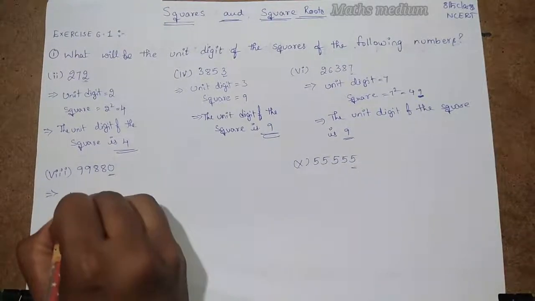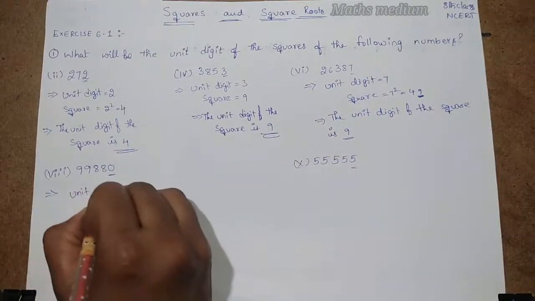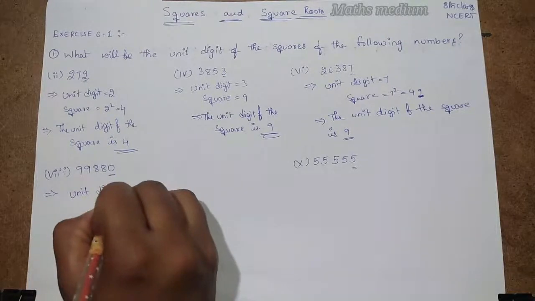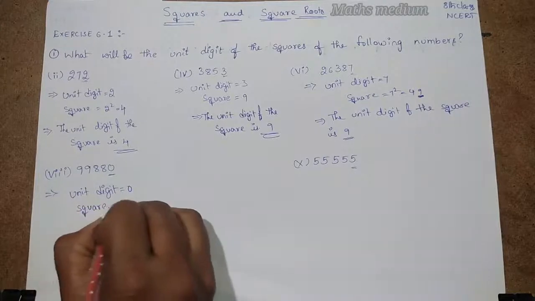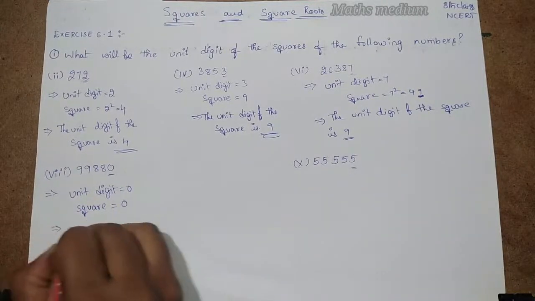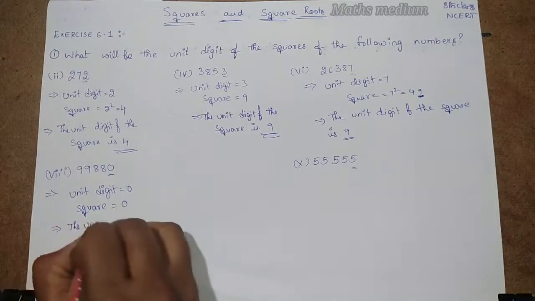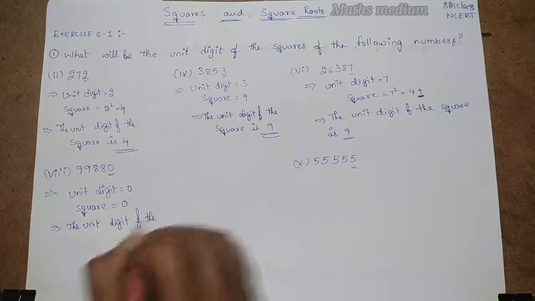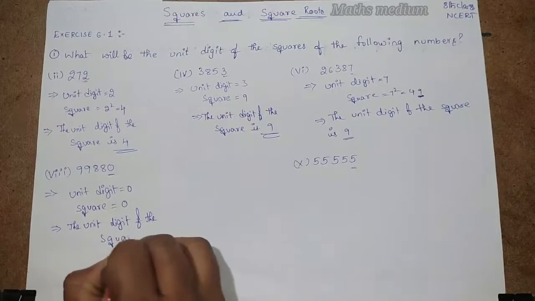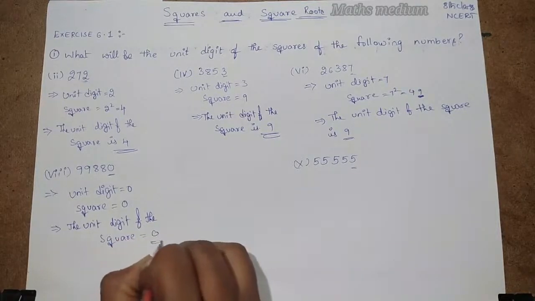Unit digit we have 0. Unit digit equal to 0, square is equal to 0. Simply the answer also 0. The unit digit of the square is equal to 0.